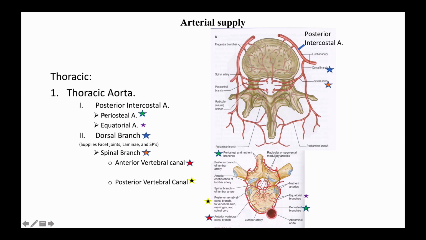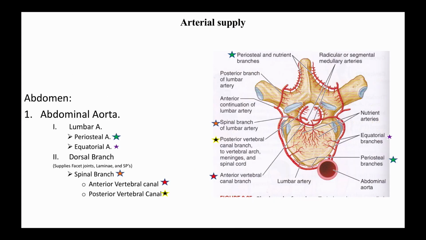And so that's going to be our thoracic region. Now, this is slightly different when we get into the lumbar or abdominal region. In the abdominal region, we're going off of the abdominal aorta, and that will branch out into our lumbar arteries. So now our picture makes sense because there's our abdominal aorta, and here's our lumbar artery traveling right there. That lumbar artery basically gives off the periosteal and equatorial arteries. Here we're seeing the equatorial arteries that are coming off and supplying the anterior portion of the vertebral body. And then you also have the periosteal segment.